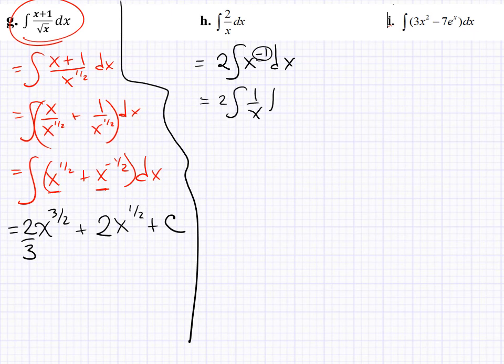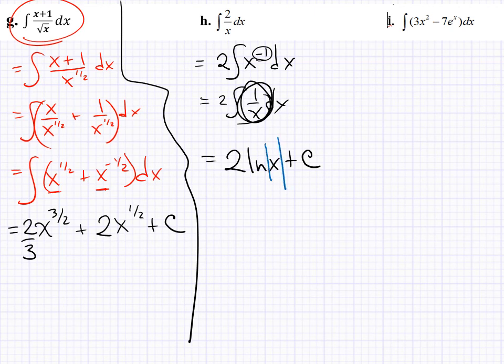And you're asking yourself, what is this the derivative of? Well, we know that that's the derivative of a logarithm. So the answer for this is 2 natural log of x plus c. Now, there's two ways to write that. You can write it as 2 natural log of x plus c, but you can also write 2 natural log of absolute value of x.